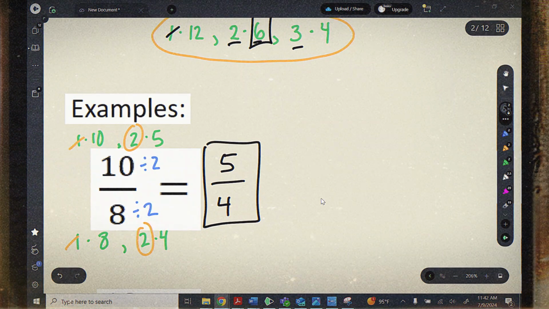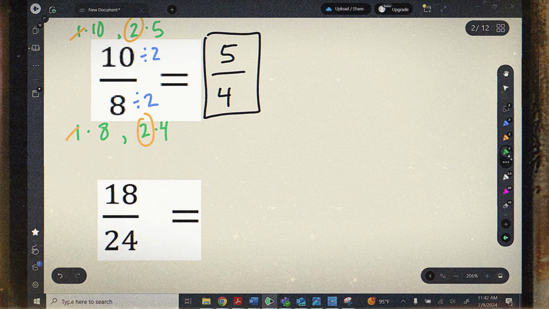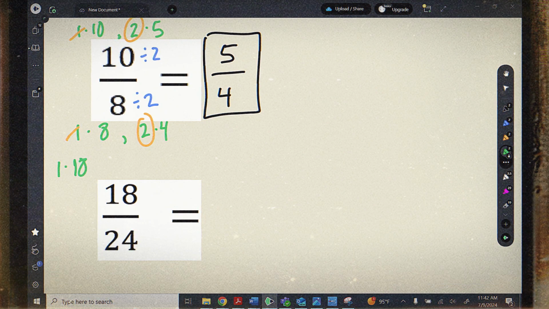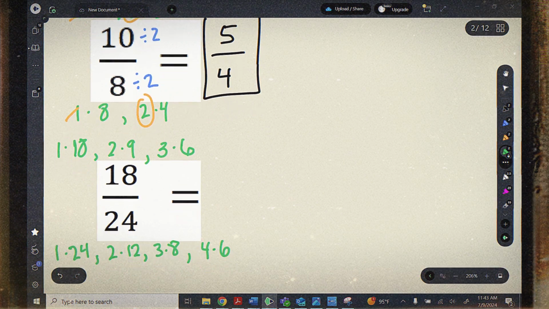Okay, let's take a look at another example here. 18 and 24. So let's find factors of 18. It could be 1 times 18. Could be 2 times 9. Could be 3 times 6. I think that's all of them. Let's look at factors of 24. It could be 1 times 24, 2 times 12, 3 times 8, 4 times 6. Okay, so we got lots of factors here.